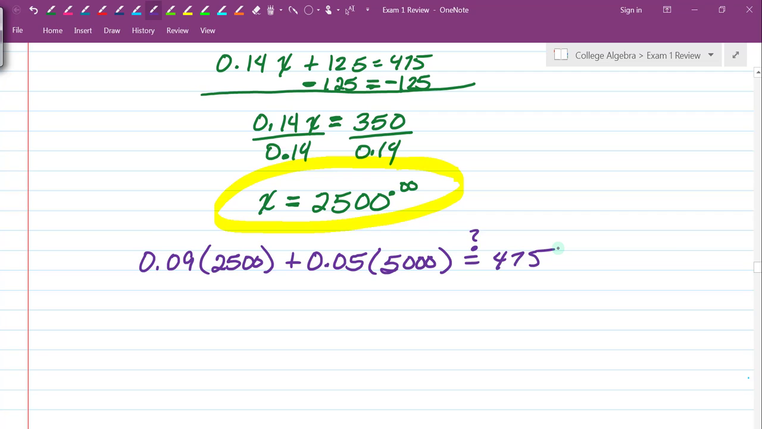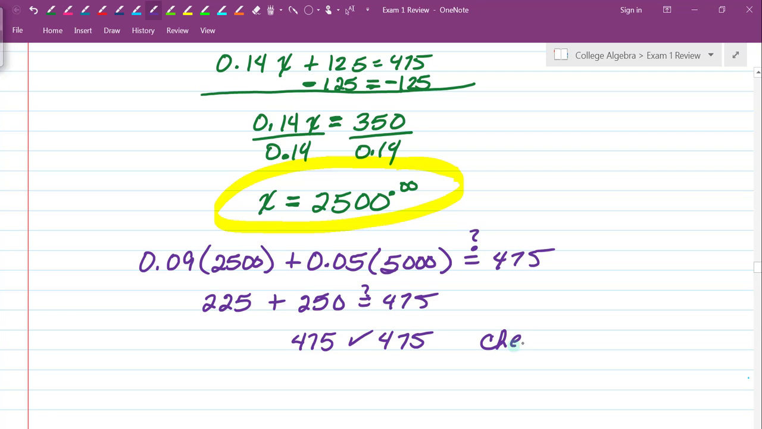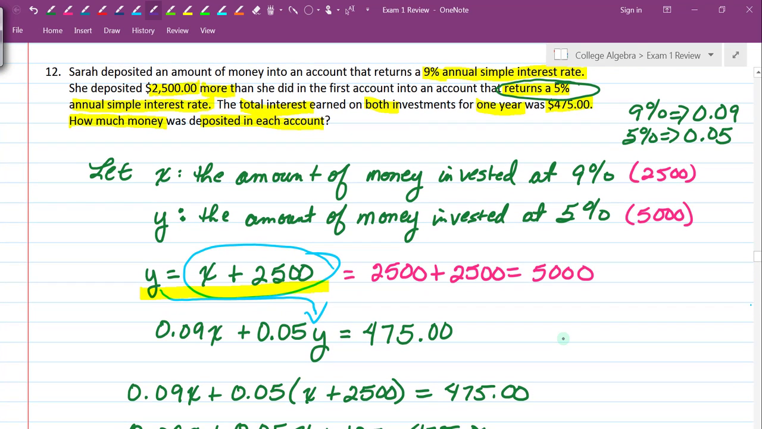So we go 0.09 times 2,500. And so that's $225 on that investment. Now we're going to go 0.05 times 5,000. And that is 250. And again, does that equal 475? Well, sure it does. So 475 equals 475. So we check out just fine. So that is our answer. We have $2,500 invested at 9% and $5,000 invested at 5%.